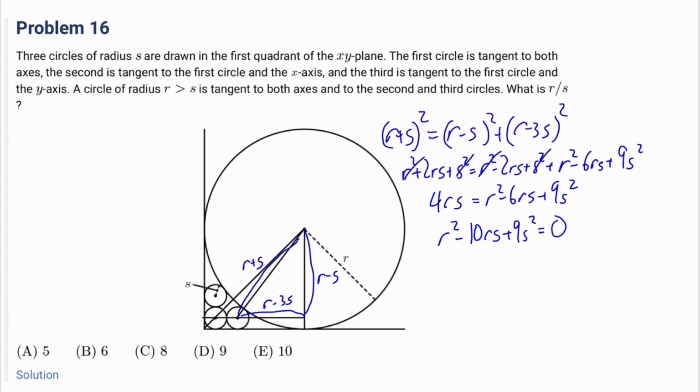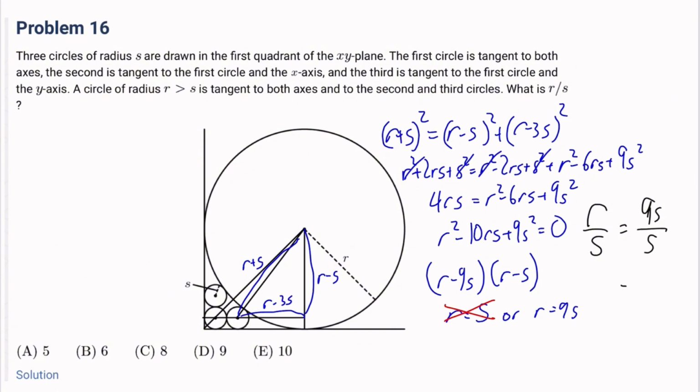And so that's going to give us R minus 9S times R minus S. So R equals S, or R equals 9S, right? And since R equals S is not possible, since R is greater than S, that means R is equal to 9S. And so R over S is going to be 9S over S, which is equal to 9. So this is 9. The answer is D.